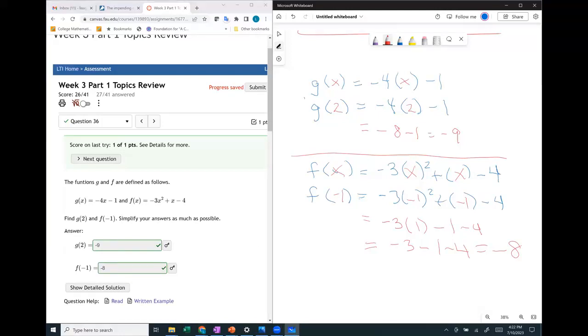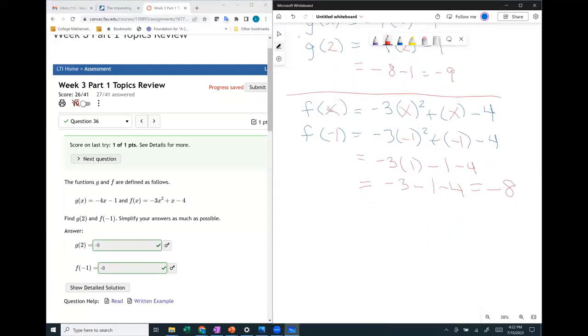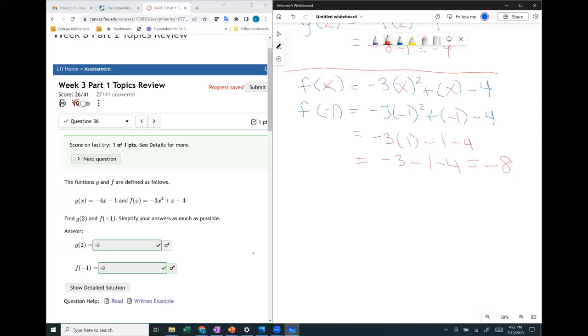Okay, now if I didn't put my parentheses, let's see what would happen. I would have f of x, or f of minus 1, is equal to negative 3. I don't know how I would do that. Negative 1 squared times plus minus 1 minus 4.